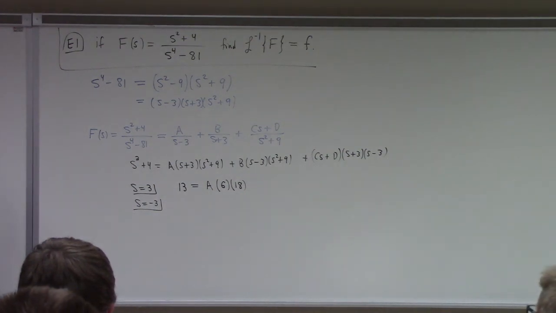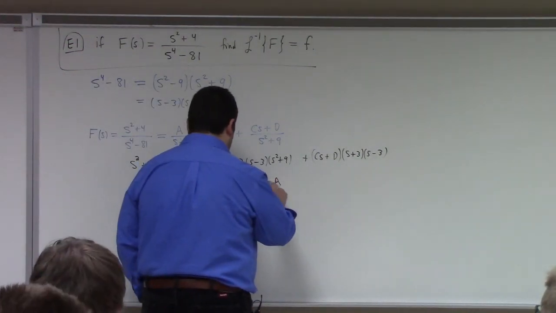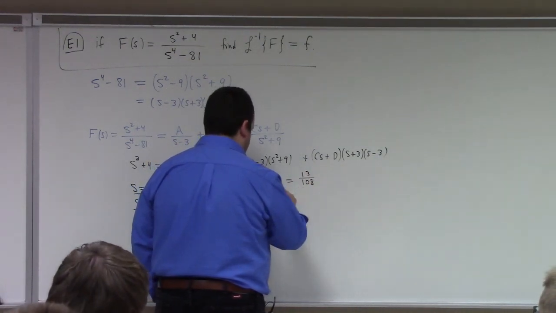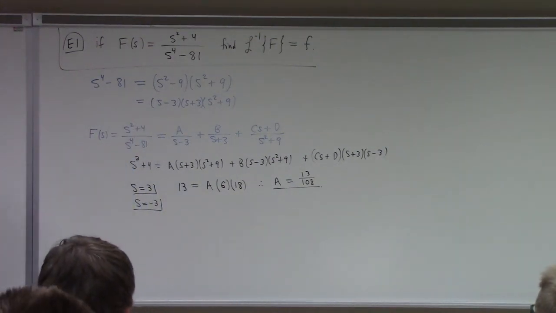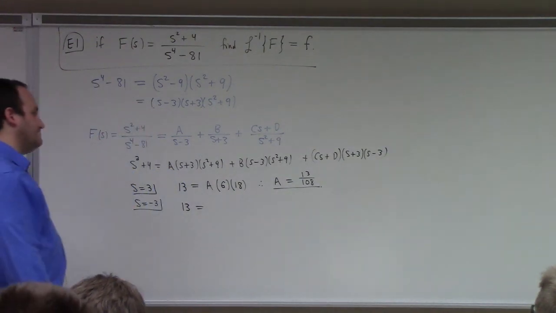Is it 108? Yeah, it's 108. So therefore, a equals 13 over 108. There you go. 1 down, 3 to go. S equals minus 3 will also be nice. That's going to give us 13 equals, let's see here.